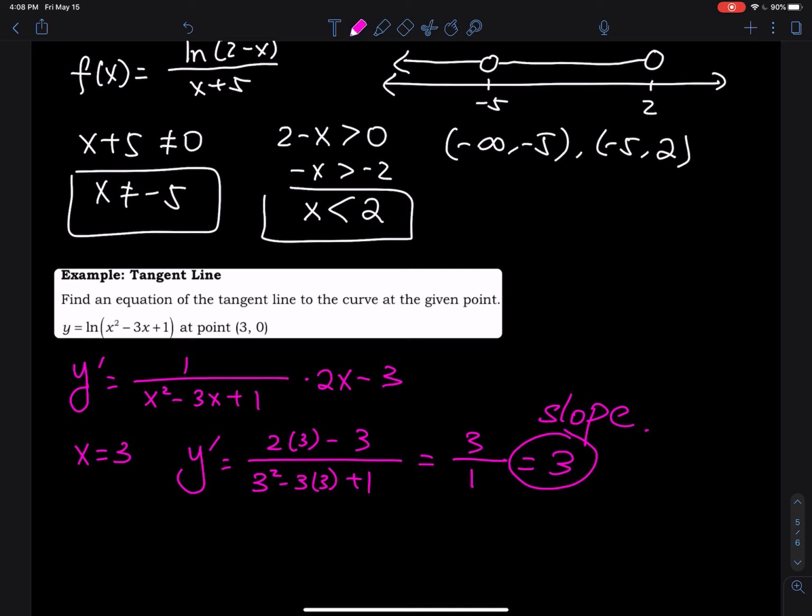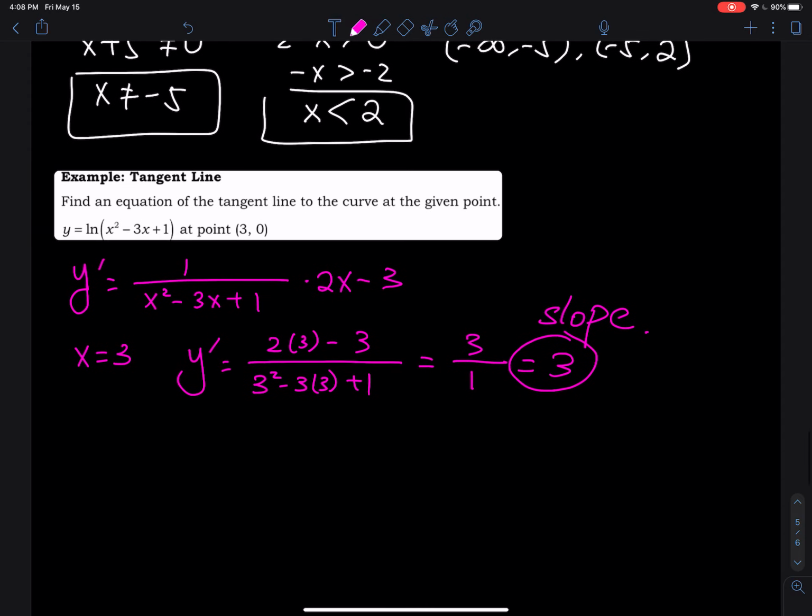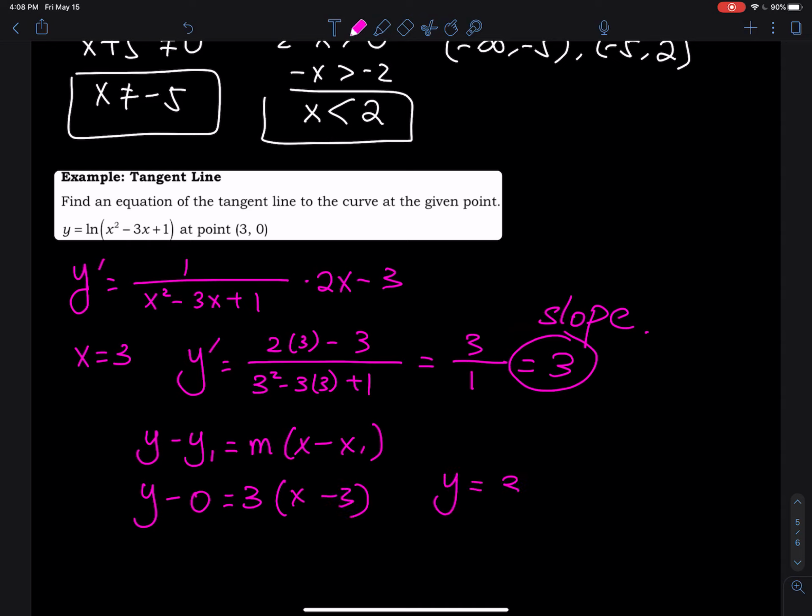How about the tangent line, the straight line touching 3 comma 0? Tell me the equation of that straight line. We have to use the point slope form. So y minus y1 equals slope times x minus x1. y minus 0 equals 3 times (x minus 3). So overall, you have y equals 3x minus 9. This is the equation of the tangent line. It's a straight line touching the curve of ln at the given point 3 comma 0, and this line has a slope of positive 3.